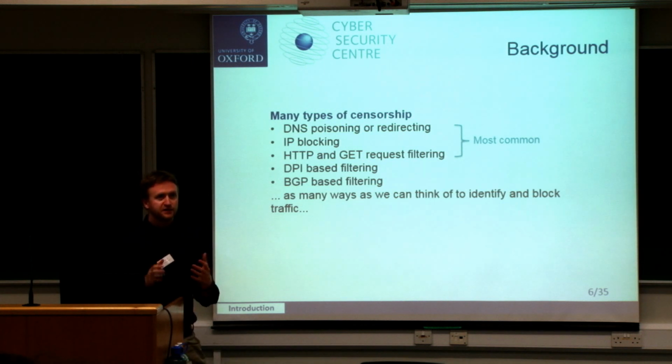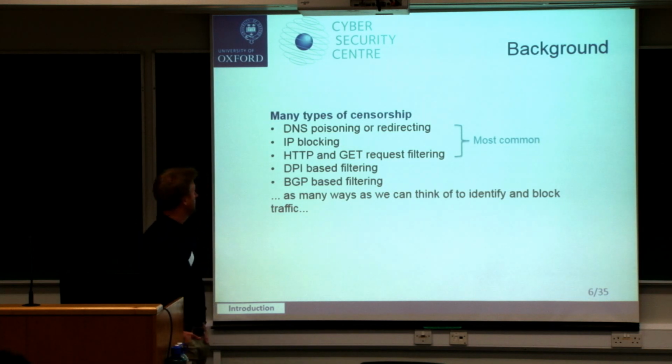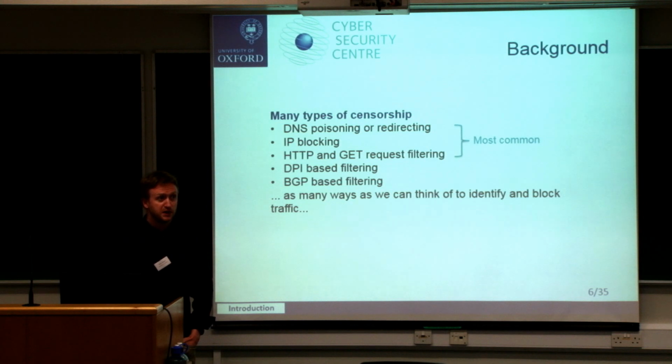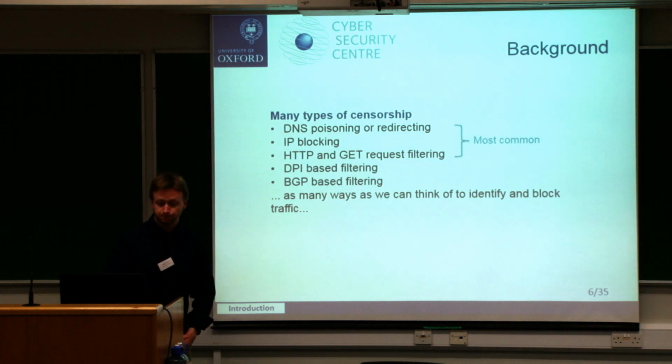As well as the subjects that are censored, there's also a lot of variation in the techniques that countries use to censor. So the top three here are the most common. DNS poisoning is obviously quite easy, same with IP blocking. HTTP filtering is a bit more difficult, but it gives you a lot more granularity than the first two. But of course, we're all in networking, so there are lots of ways to observe traffic and block it, and so there's almost as many solutions as there are countries. In fact, there's probably more, because most countries have several different layers of filtering taking place.